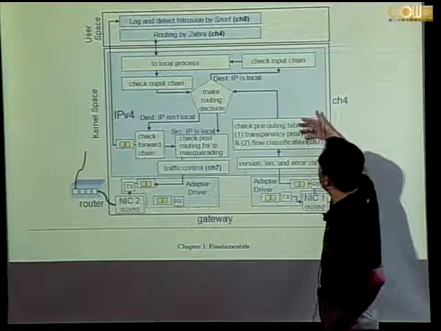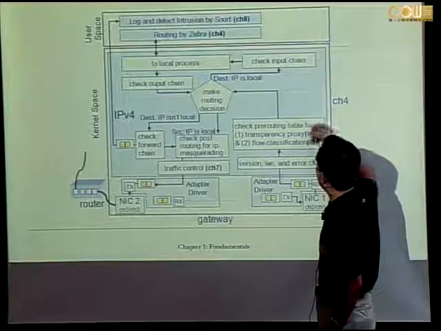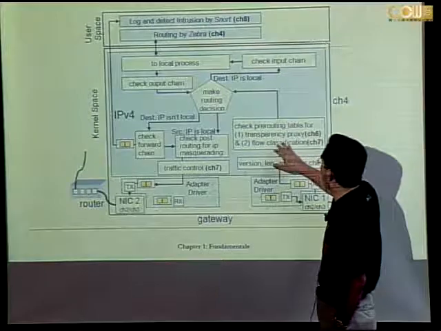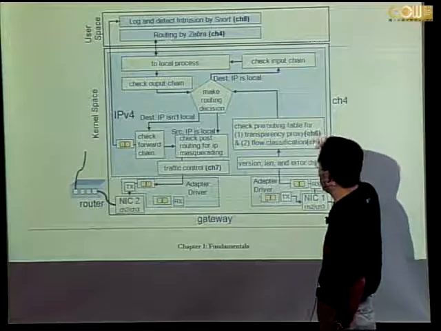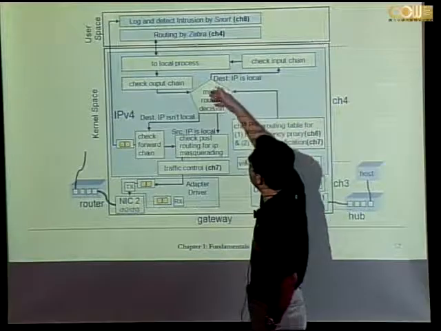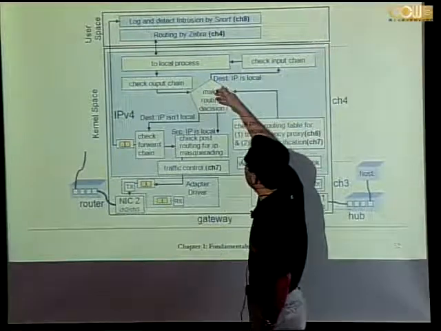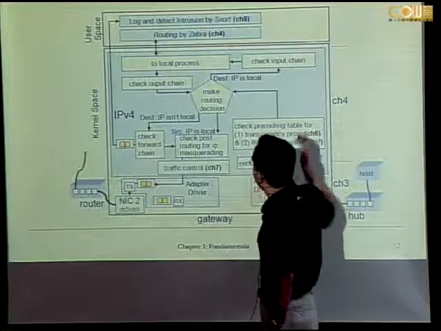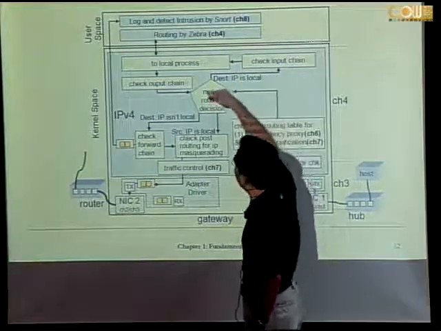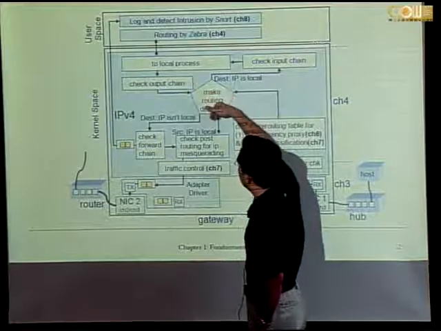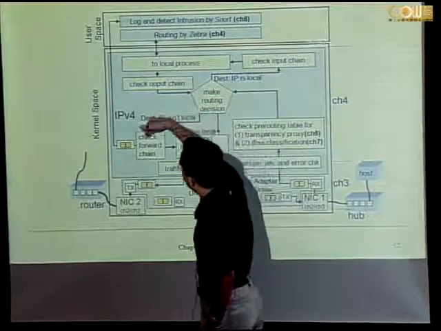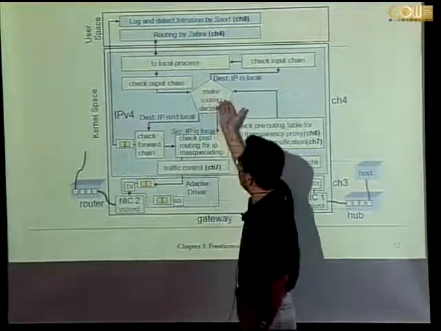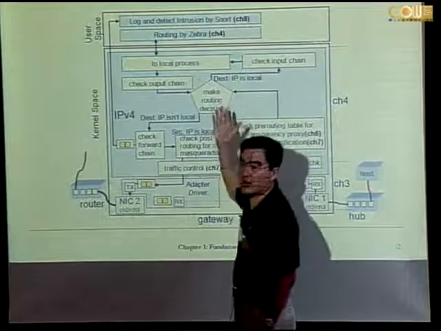And then here you need to do some filtering job, perhaps some proxy or some flow classification. And then you would come to here to do the routing decision. So if I'm a router, most of the packets will go this way, and then this, and then go out, because most of the packets will be transit packets.